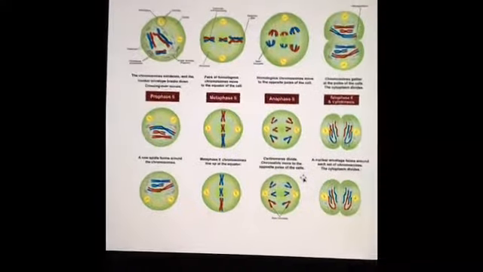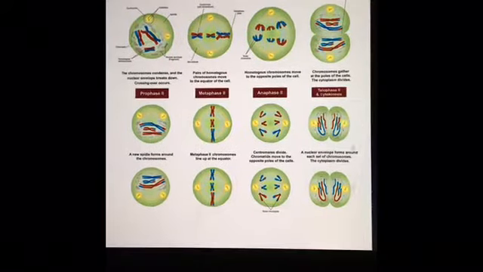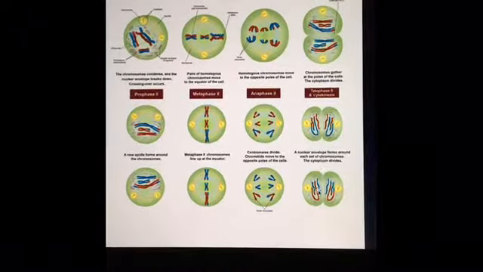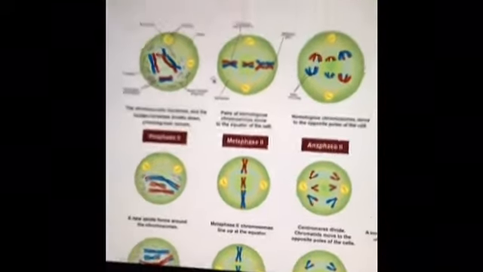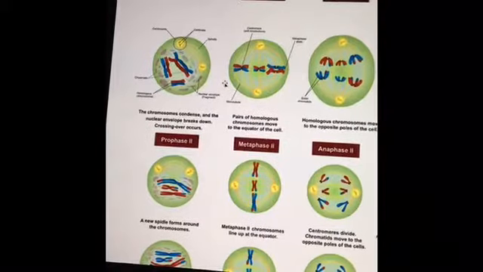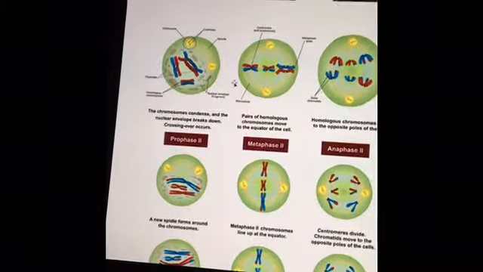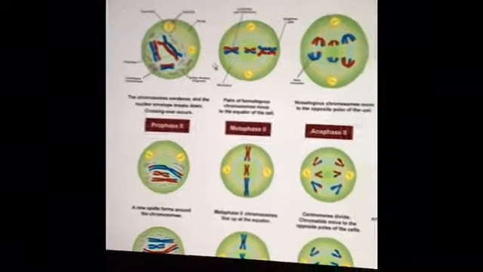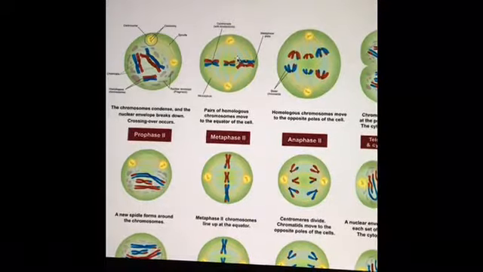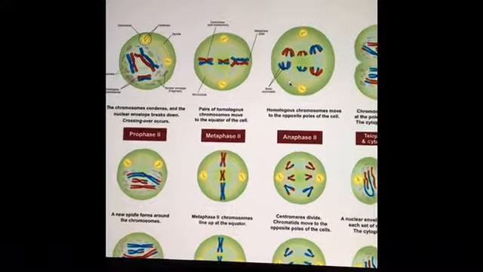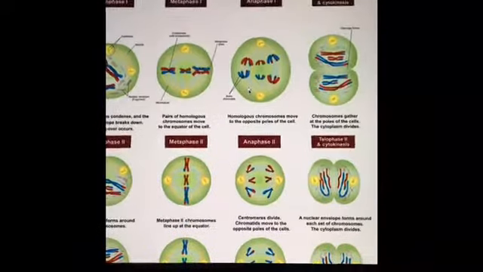Okay, so now we're going to go over meiosis. And meiosis starts off with one diploid cell and then ends with 4 non-identical haploid cells. So let's go over this. First, it starts off with prophase 1. In prophase 1, the chromosomes condense and the nuclear envelope breaks down and crossing over occurs. In metaphase 1, pairs of homologous chromosomes move to the equator of the cell, and in anaphase 1, the chromosomes move to the opposite sides, the opposite poles.